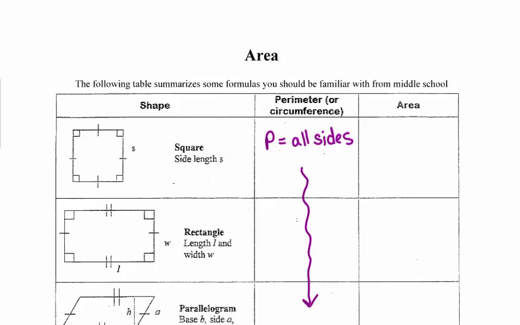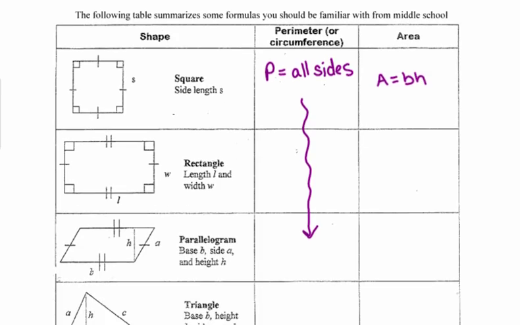As far as area for a square, we can multiply either the length of the side times itself, or to keep things simple, I'm going to say area is equal to either length times width or base times height. The reason I like base times height is because I can use exactly the same formula for the area of the rectangle and the same formula for the area of the parallelogram. So that gives me one formula that I can use for all of those figures.